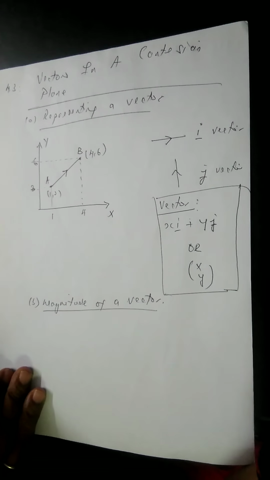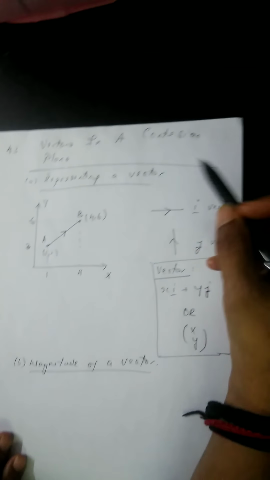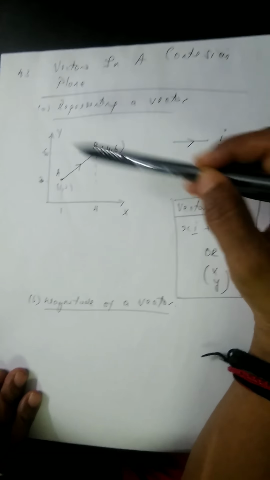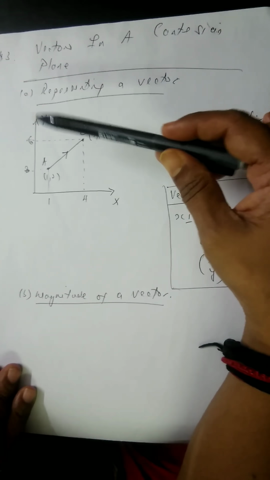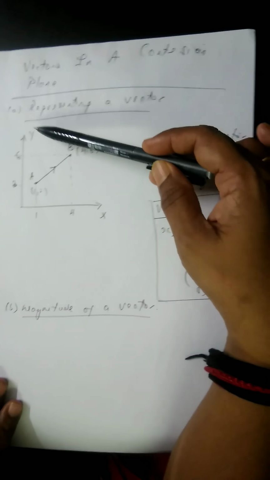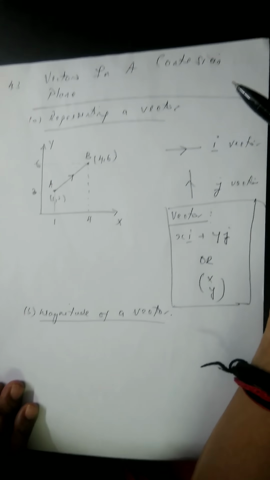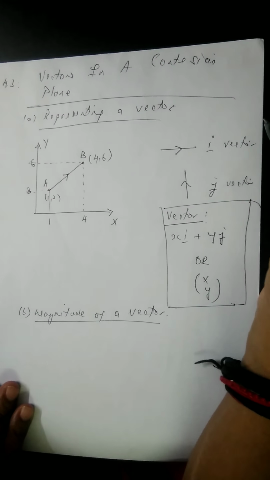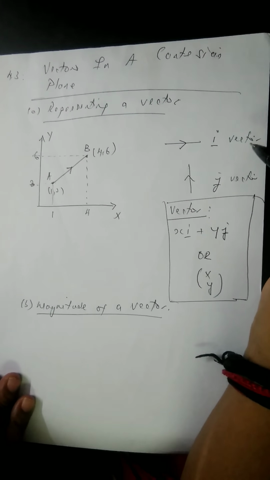Okay, this is 4.3, representing a vector in a Cartesian plane. We all know what a Cartesian plane is. A Cartesian plane has two axes that we use to draw graphs. Normally, it's represented by the y and the x-axis. So for representing a vector on a Cartesian plane, there are two vectors.